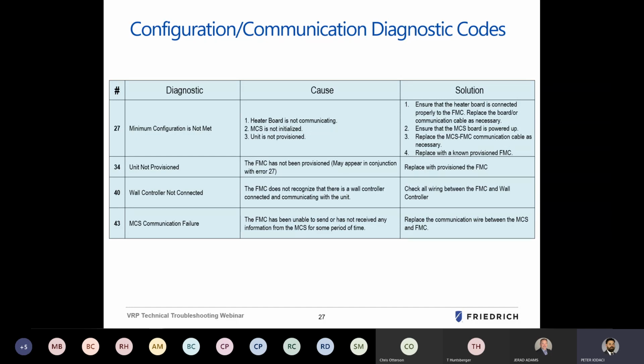So we already went through an error code 40, which is the wall controller not connected. This is when the FMC can't pick up the wall controller, so we definitely want to check the wall controller wiring. And then the error code 43, which basically means that the FMC cannot communicate with the MCS board, which is that ribbon cable that connects the two of them.